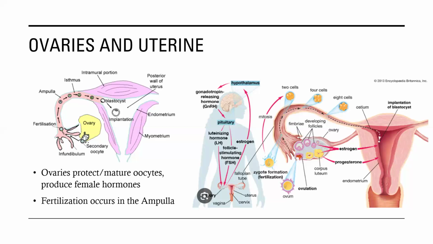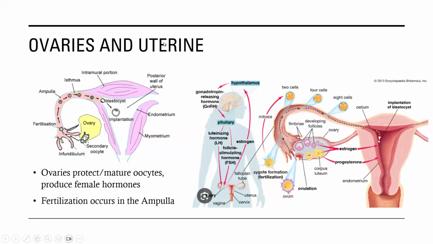The ovaries' primary function is to protect and mature the oocytes, and they produce the female hormones, estrogen and progesterone. One thing to note is that fertilization does occur in the ampulla. That's a question I've seen on the exam before that I've seen students miss. The ampulla is typically right here.